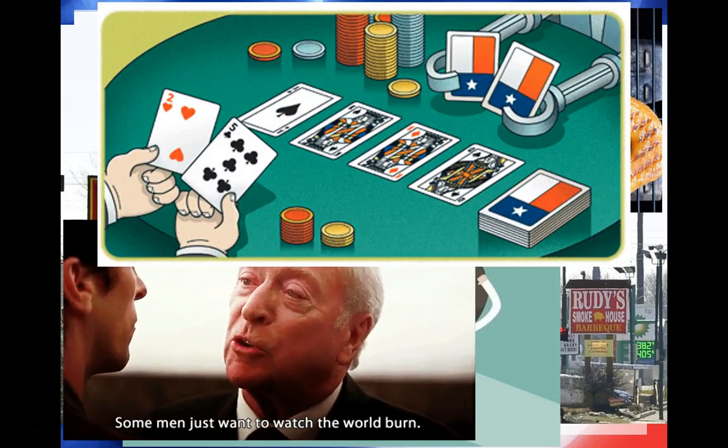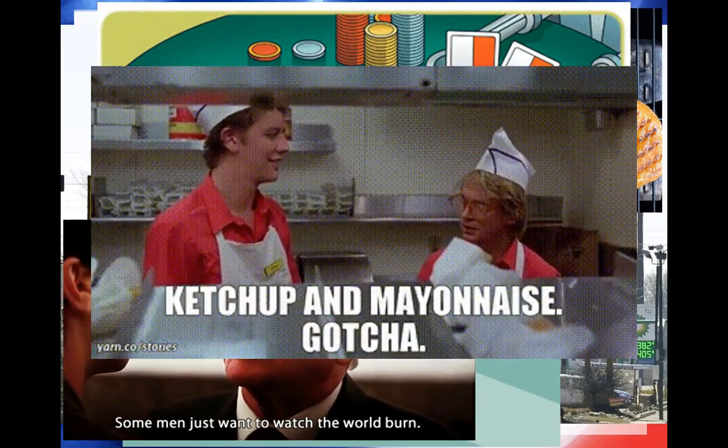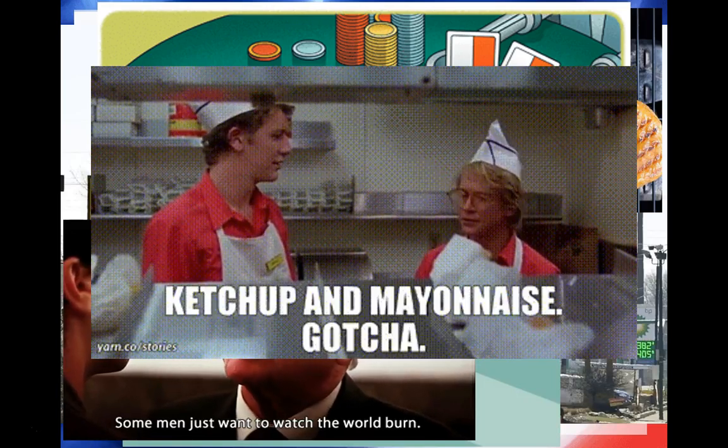These last two come directly from the monopoly. What's in McDonald's special sauce? You don't know, and they won't tell you. But truth is, it's Thousand Island dressing with relish.